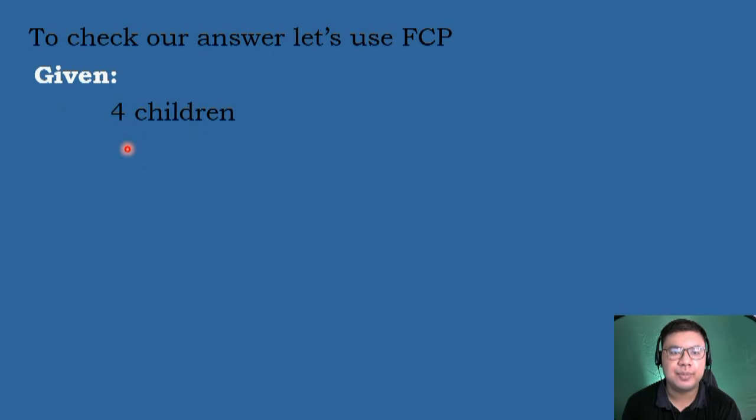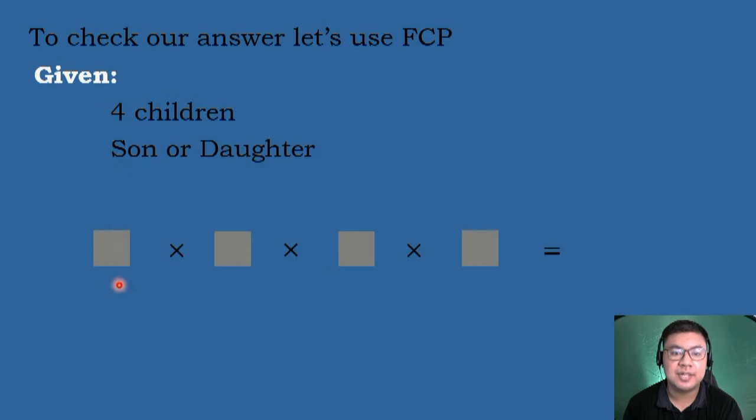So we have 4 children, and each can be either son or daughter. We have 4 boxes, and we will multiply those 4 boxes. Those 4 boxes indicate the 4 children. So on their first child, it can be either son or daughter. So there are 2 possible selections.